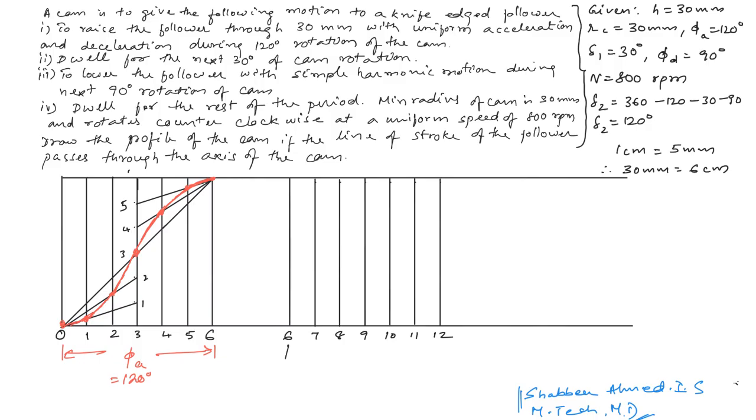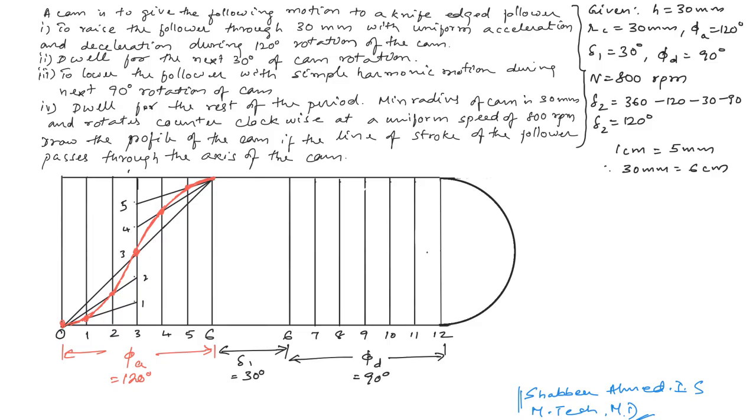So this segment is for the dwell, that is delta 1, that has been given as 30 degrees. And now this segment is for the descent phi d, and it is 90 degrees. Okay, now this descent is with simple harmonic motion. Now you have to draw a semicircle here, and then proceed accordingly. So now we draw a semicircle like this, and then we draw the horizontal line through its center.